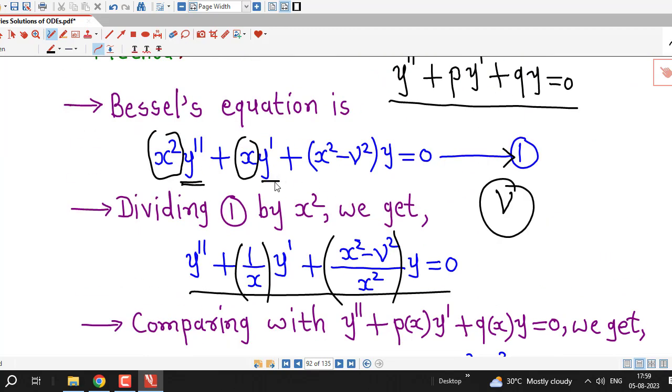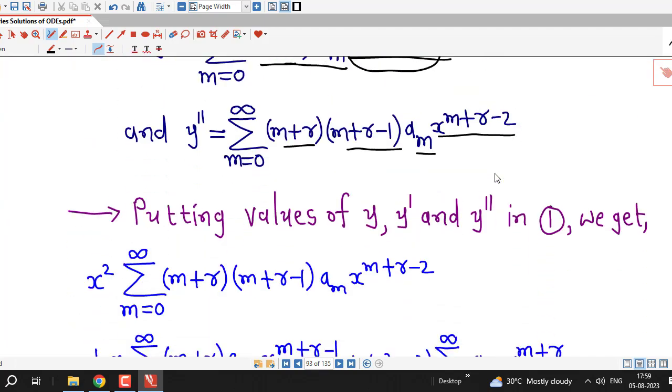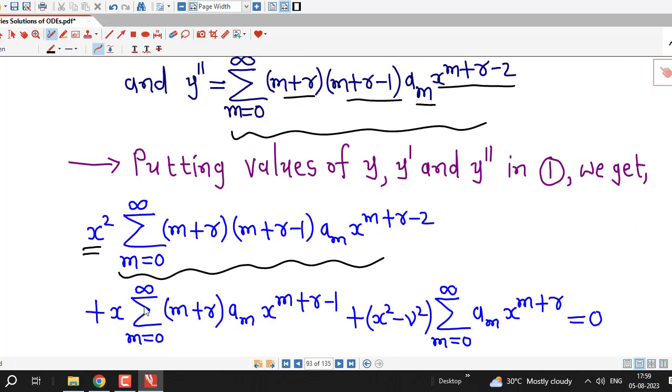So now we can substitute y dash and y double dash in equation number 1. So I have written this, putting values of y dash, y double dash in 1. We have equation 1: x square times y double dash, so that y double dash is here, plus x times y dash, this is y dash, plus x square minus nu square times y equal to 0.